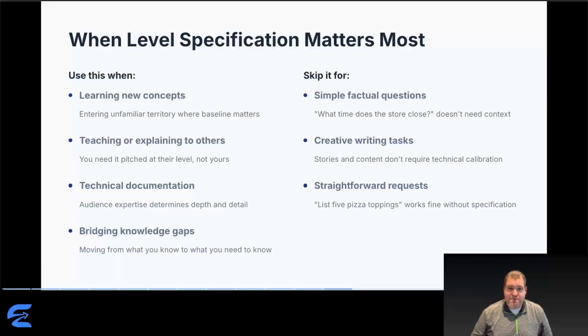Where it doesn't matter: simple factual questions like what time does the store close? Creative writing tasks where technical calibration is irrelevant, or straightforward requests like list 5 pizza toppings that have no knowledge requirement at all. Use level specifications strategically where it actually helps. Don't throw it at everything.